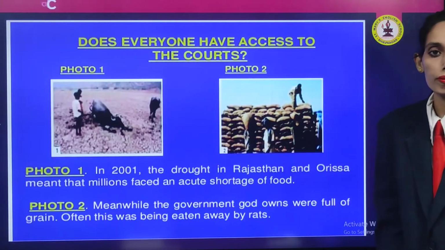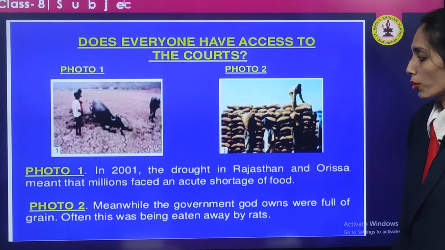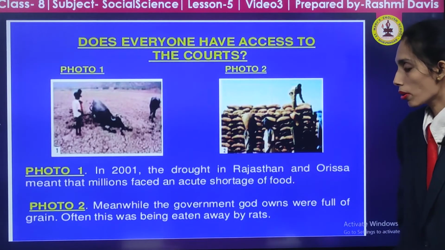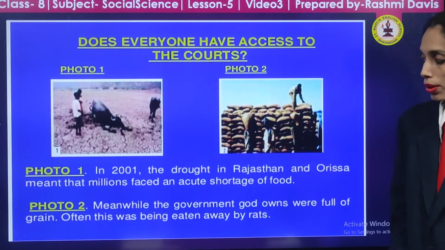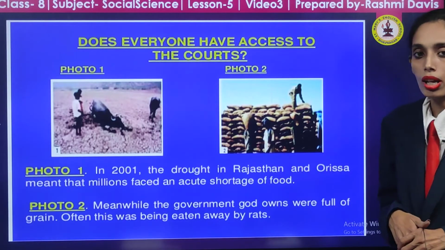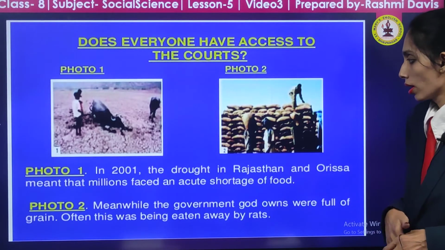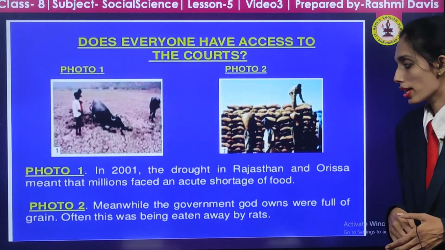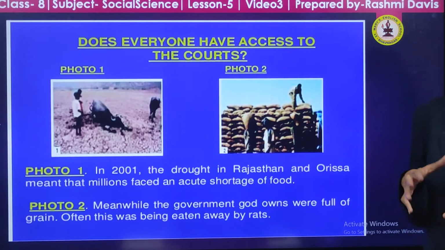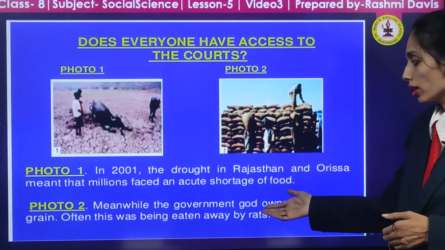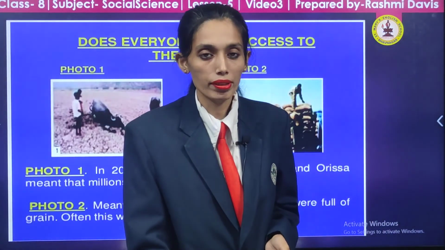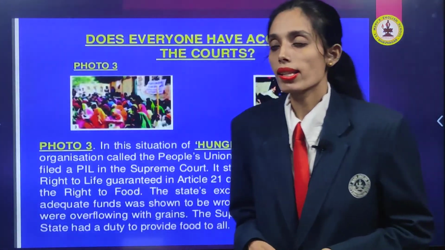Here we have 4 photos. The first photo represents 2001, the drought conditions which took place in Rajasthan and Odisha, meant that millions faced an acute shortage of food because the land had got drought. In the second photo you can see the government owns a godown where full gunny bags are filled with grains. Often this was being eaten by the rats. They keep it in the open in the godown without having a shed, and here the rats eat away all the food grains.